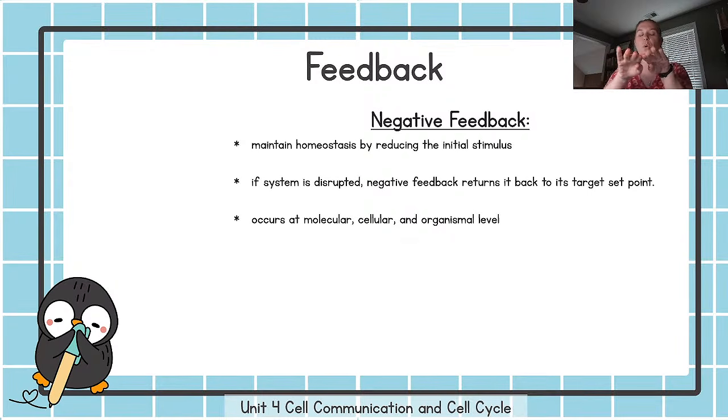So back to our negative feedback. For example, if your blood glucose level gets too high, your body releases insulin, which will then bring your glucose level back down. If your blood glucose level gets too low, you release glucagon, which brings you back up to normal.